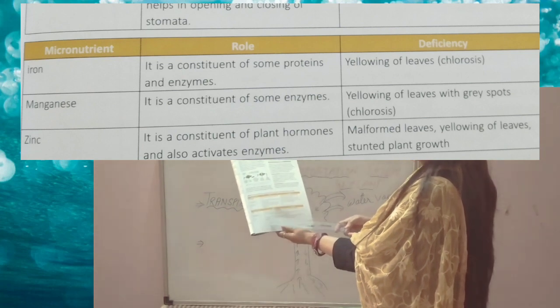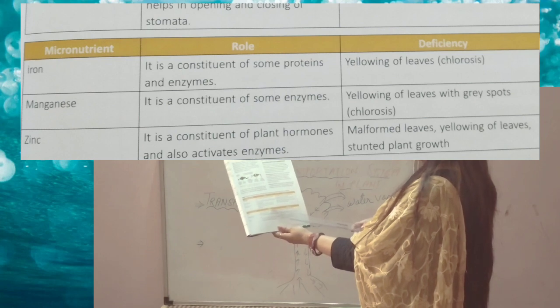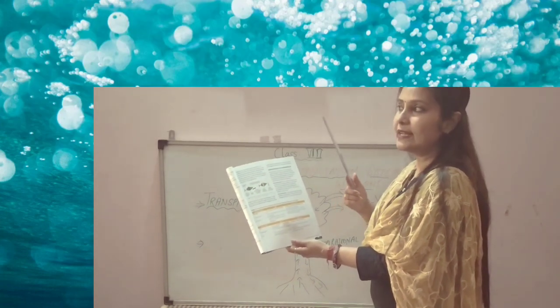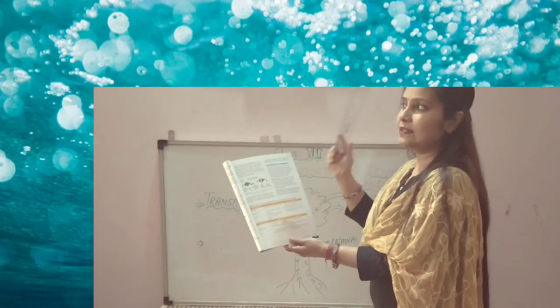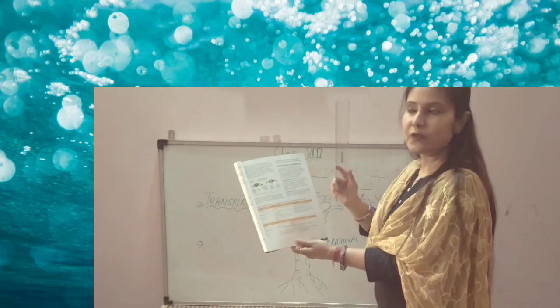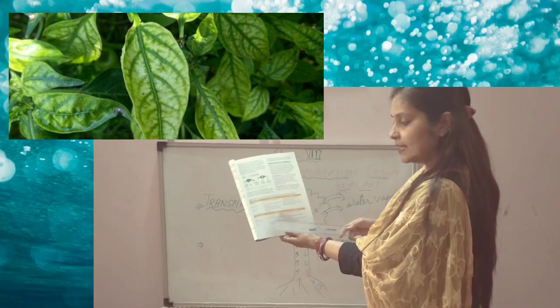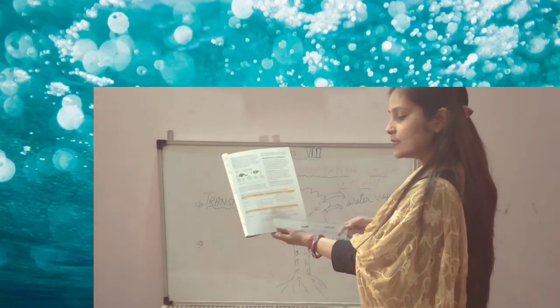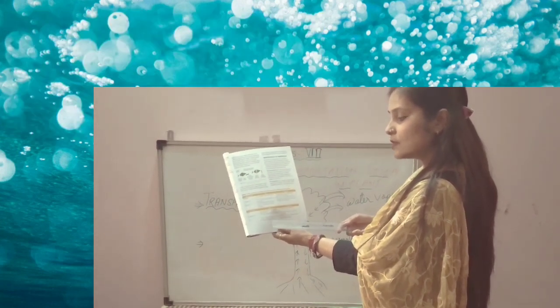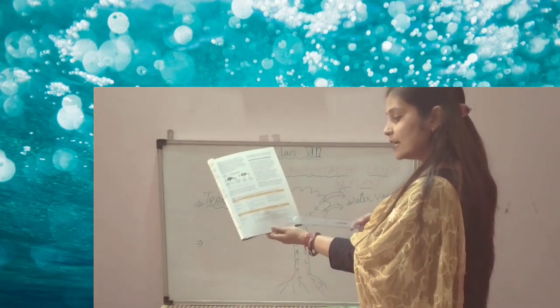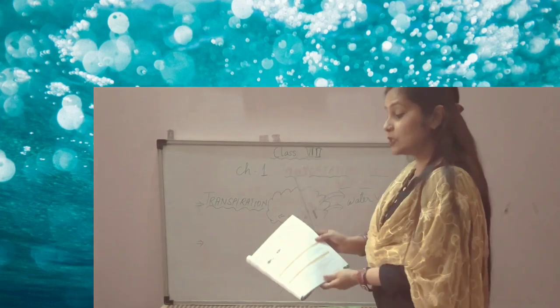For manganese, the role is that it is a constituent of some enzymes. And the deficiency, again, yellowing of leaves with grey spots. Suppose if you can see leaves of this kind, you can admit that yes, some deficiency is there. That's why the plant gets this kind of disease. Zinc, the last one, zinc. It is a constituent of plant hormones and also activates enzymes. Deficiency causes malformed leaves, yellowing of leaves, stunted plant growth.